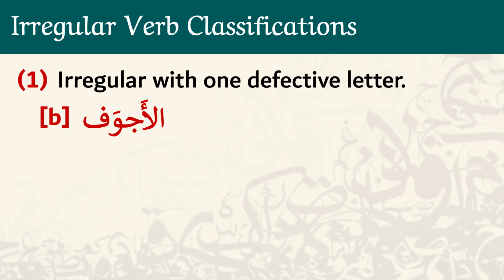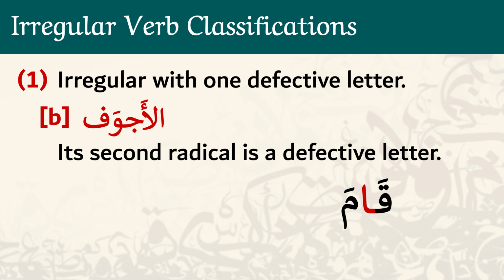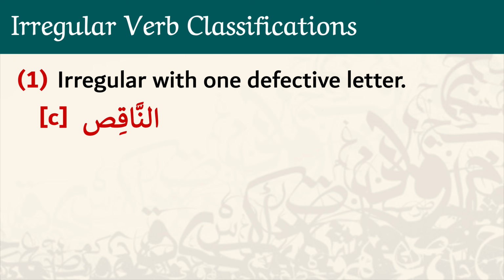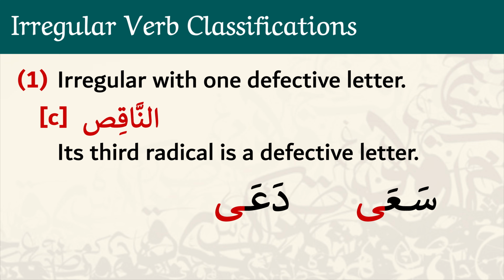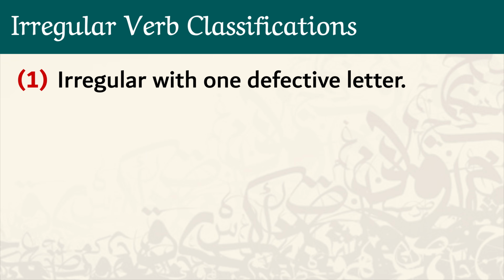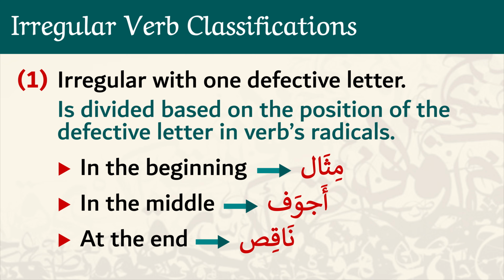The second type is أجوف. From its name, it contains the defective letter in the middle, such as قام, صام, نام. The last one is called ناقص. In this verb, the third letter is defective, like سعى, دعا, بكى. So the first category is irregular with only one defective letter. It is divided based on the position of this defective letter in the verb, whether it is in the beginning, in the middle, or at the end.